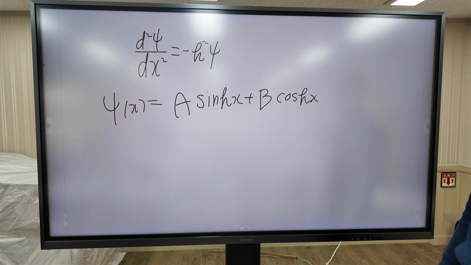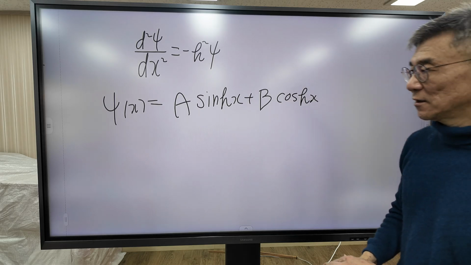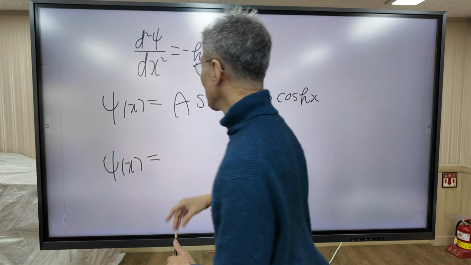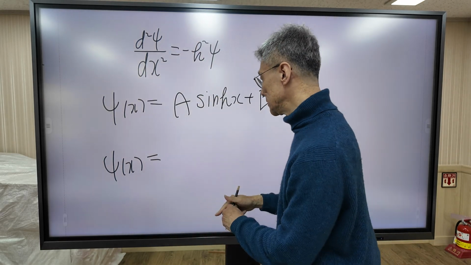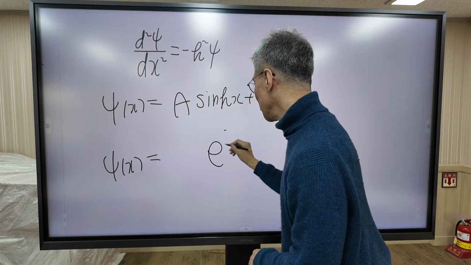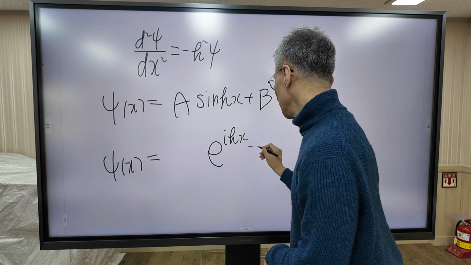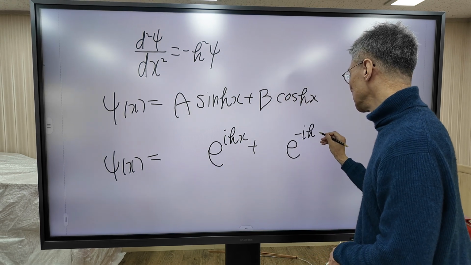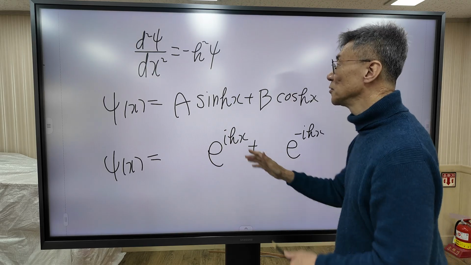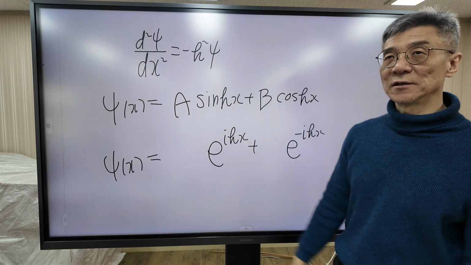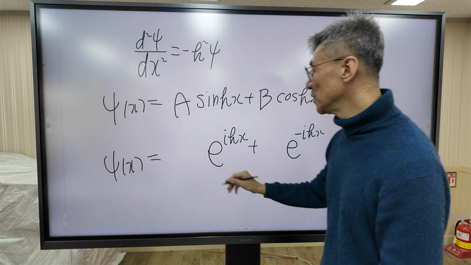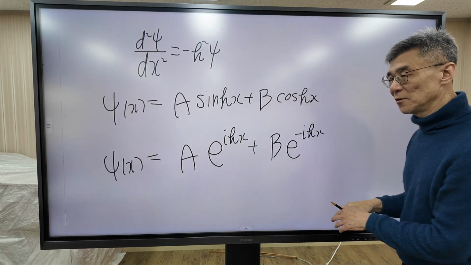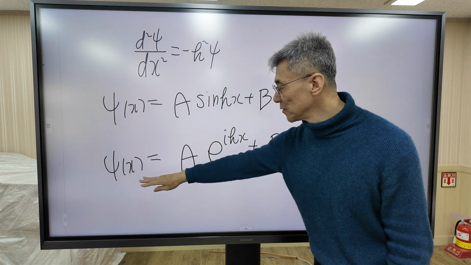But some students come up with another solution. He claimed that the particular solutions of this differential equation are exponential ikx and the other one is exponential minus ikx. These are the particular solutions of this differential equation. And the general solution can be expressed as a linear combination of these solutions. So we come up with this solution.